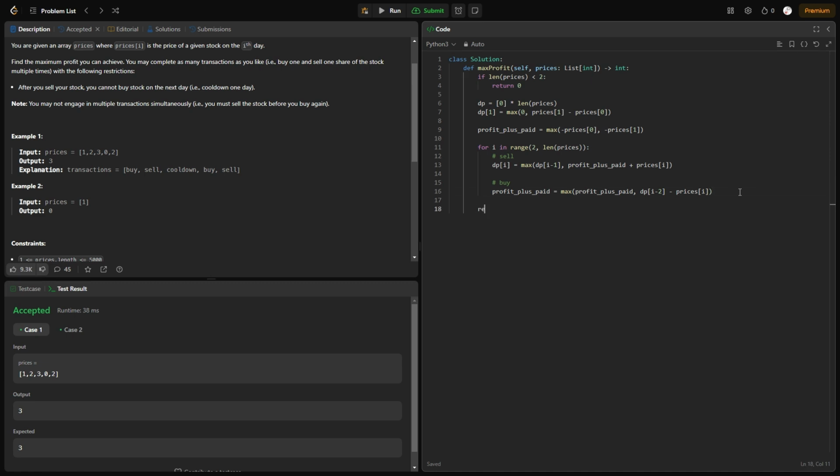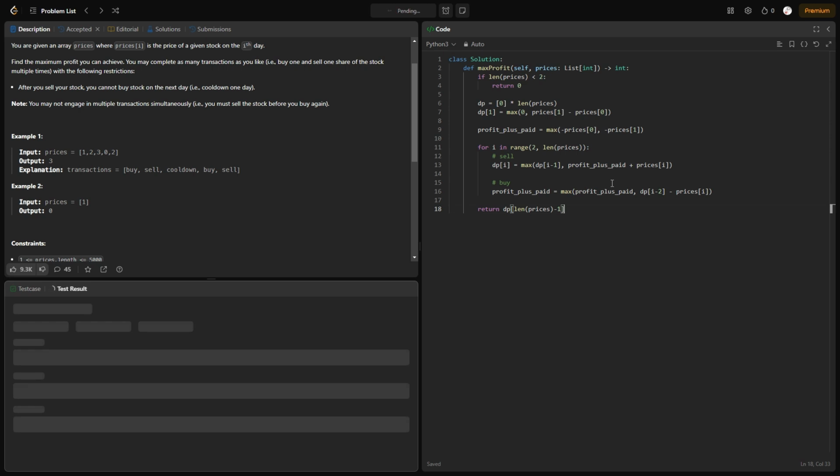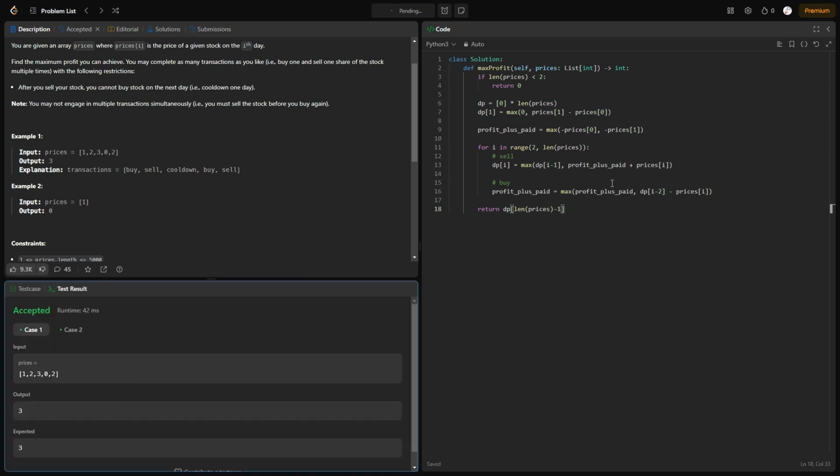After that, we can just return dp[len(prices) - 1]. So this is going to be how much we can make on the very last timestamp. So let's try running that. Cool, it worked. Let's submit it.